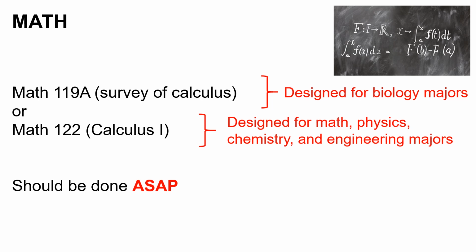For math, you have to take a semester of calculus. You have your choice of Math 119A, which is called Survey of Calculus and is designed for biology majors, or Math 122, which is called Calculus 1 and is designed for math, physics, chemistry, and engineering majors. Most biology students choose the first one. This course should be taken as soon as possible because it's one of the courses required to declare the biology major.